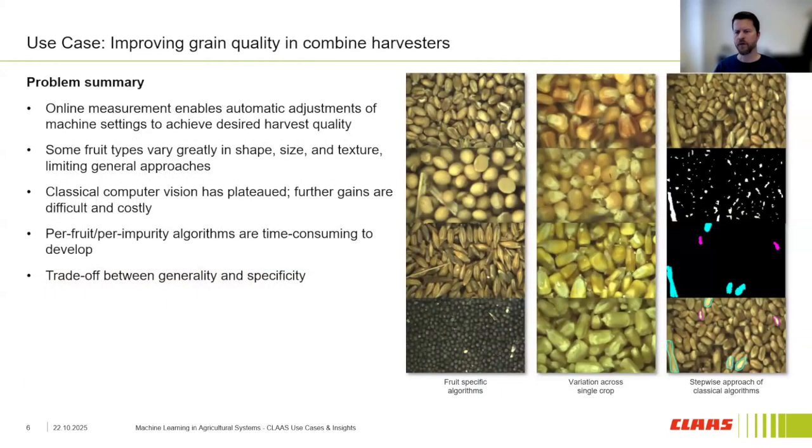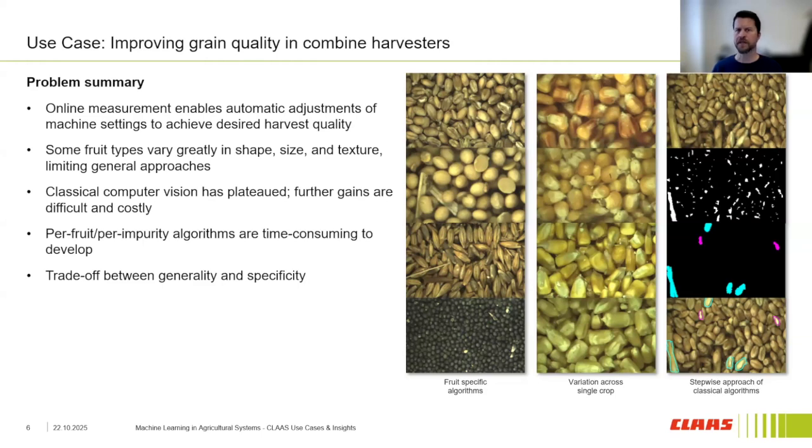Another use case where we started out more or less only using classical computer vision means and with quite a success is a similar system in a combine harvester. Here the target is to evaluate the quality of the crop that flows through the combine harvester. And here the challenge was somewhat different. We had a system that works fairly well in a number of crops. However, there's a desire to extend the amount of crops or fruits supported.